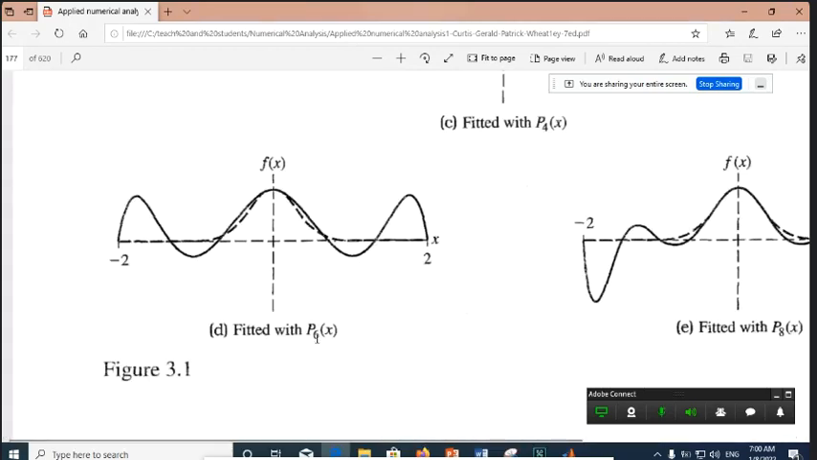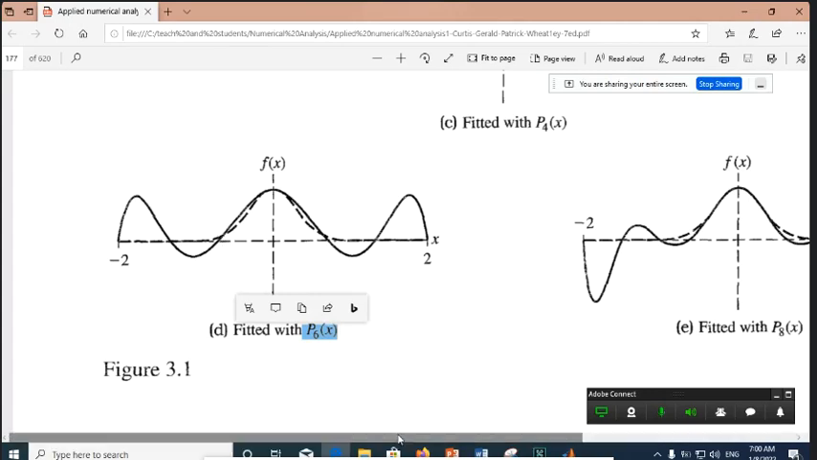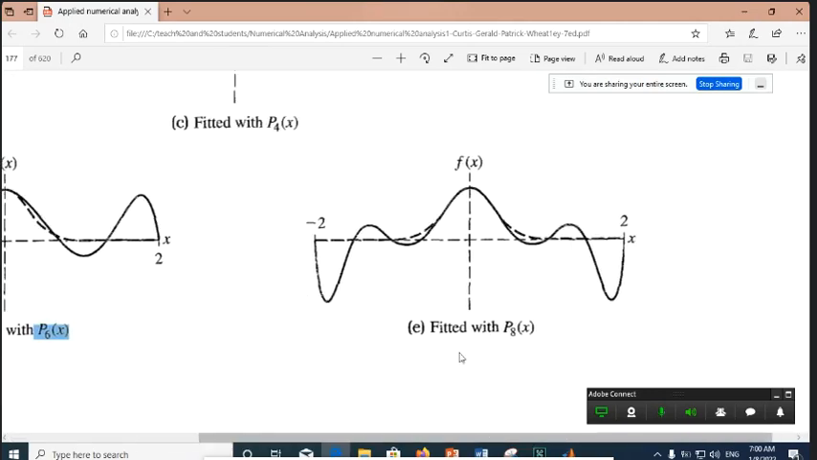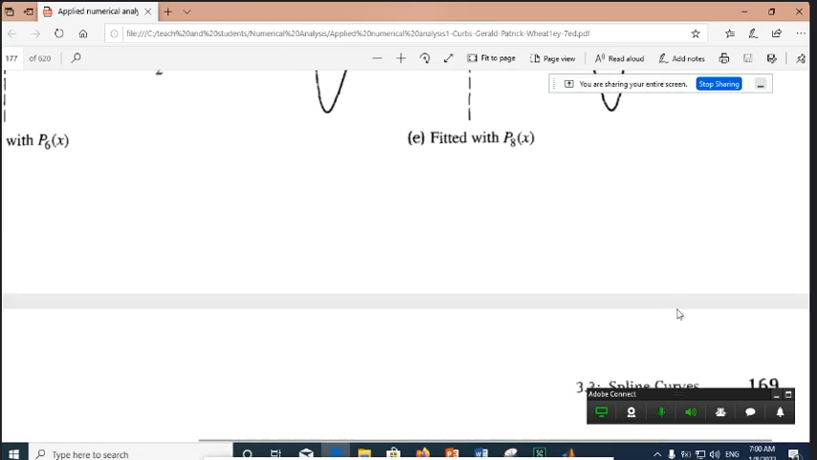Example of a polynomial of degree 6, or P6(x). You can see also there are differences. P8(x) became worse.